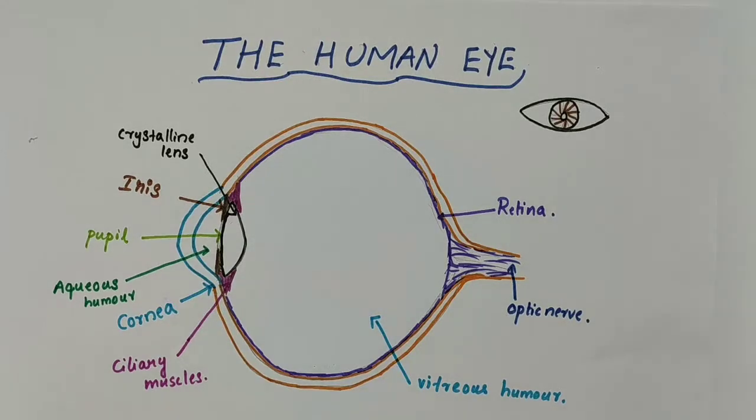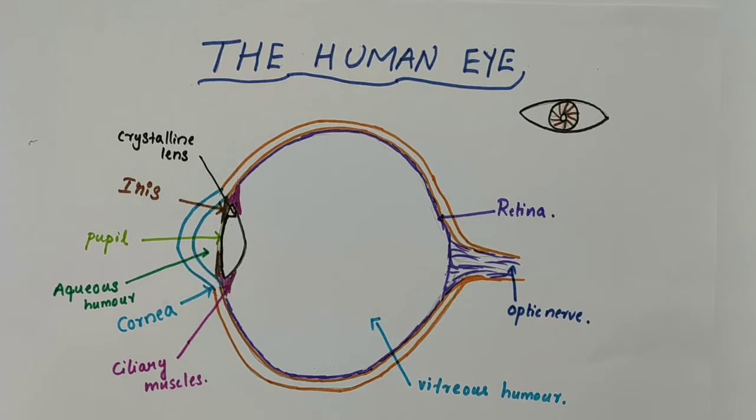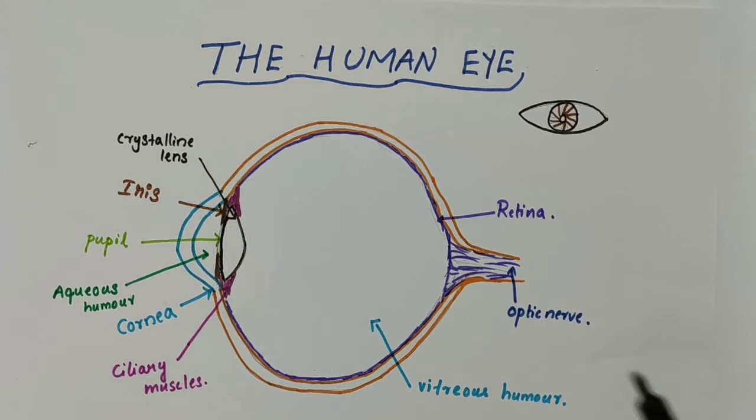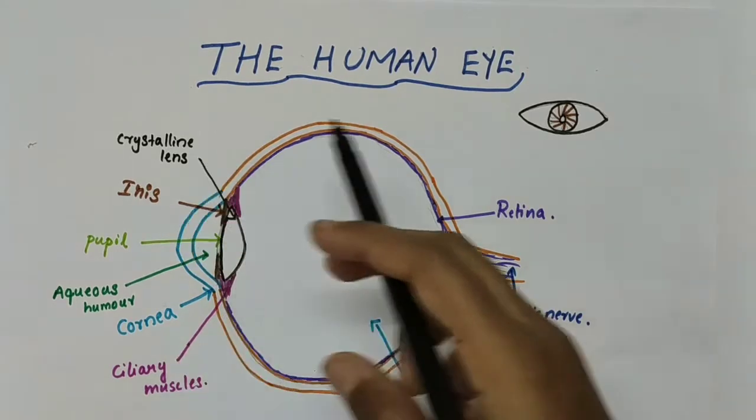Hello everyone. We have discussed refraction of light by convex lens as well as concave lens in the last chapter, light reflection and refraction. We have discussed the nature, relative size, position, etc. of the image formed by a concave lens as well as by a convex lens depending upon the different positions of the object kept in front of the lens. In this video, we are going to discuss our eye, that is, the human eye.